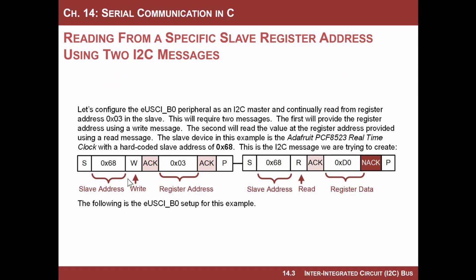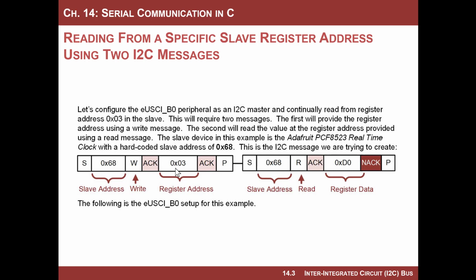We are going to send two messages. We are going to do a write in order to set the register address that we want to read from. We are using the real-time clock Adafruit device that we've been using in prior examples. Its hard-coded slave address is 68. And so what we're going to do is the first message will be start, slave address 68, write, and then it will acknowledge saying I'm here. And then we will write 03, which happens to be the minute register.